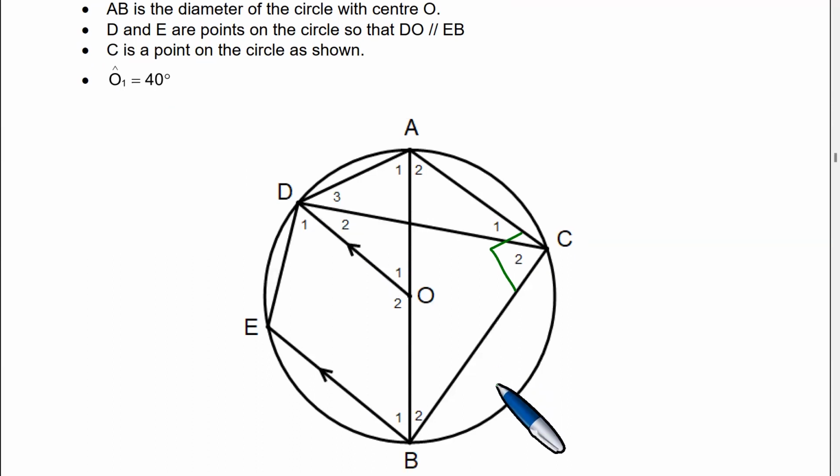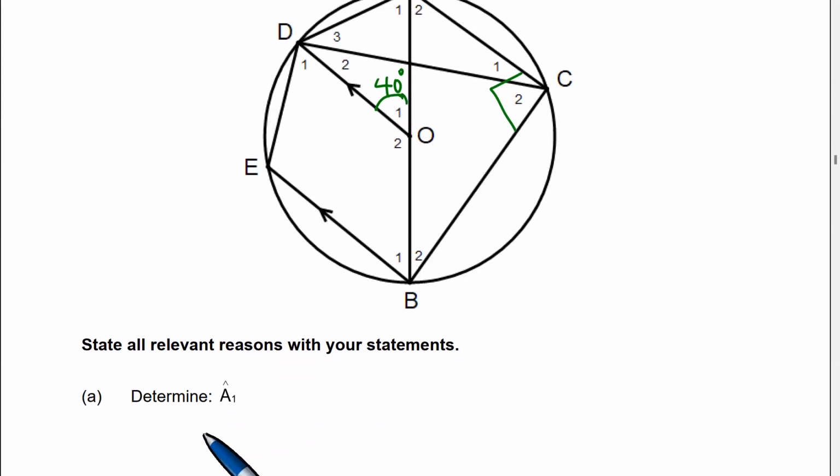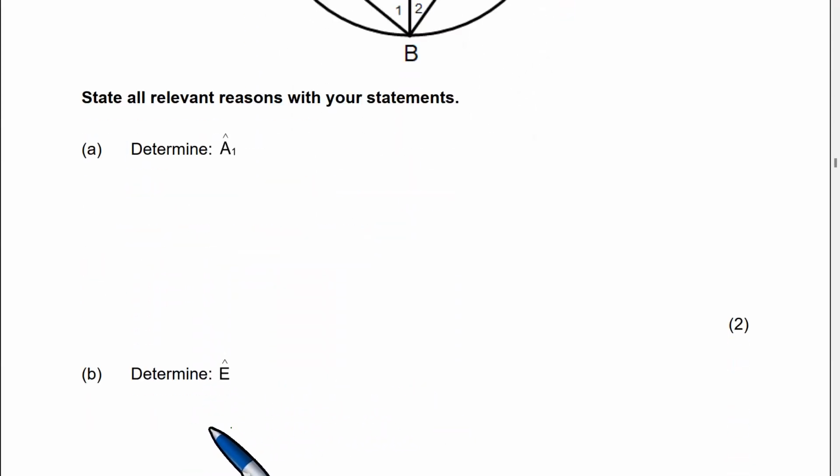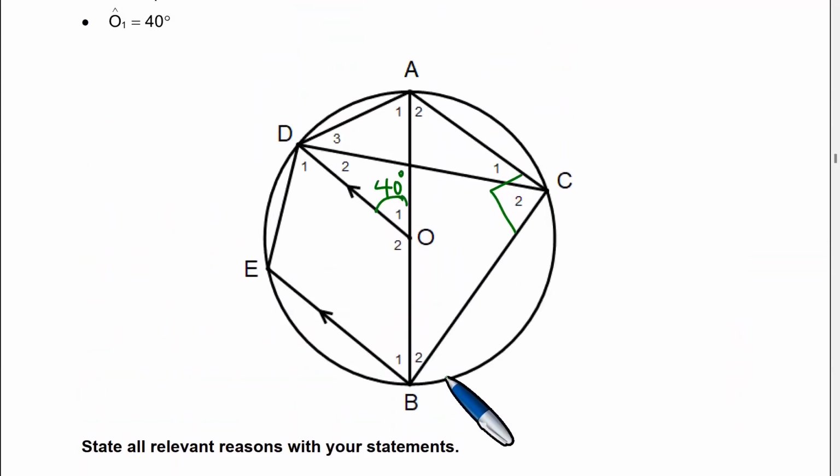O1 is 40 degrees. Okay, O1, this one, is 40 degrees, like so. Right, state all relevant reasons with your statements. Determine angle A1 for 2 marks. What is angle A1? Right, this is too obvious. What is angle A1? Your thoughts?